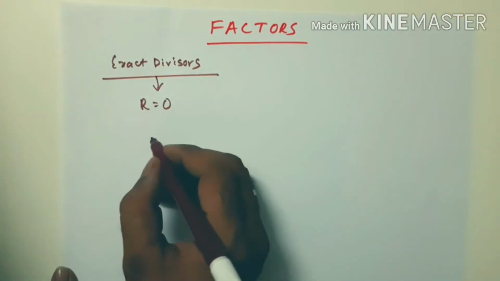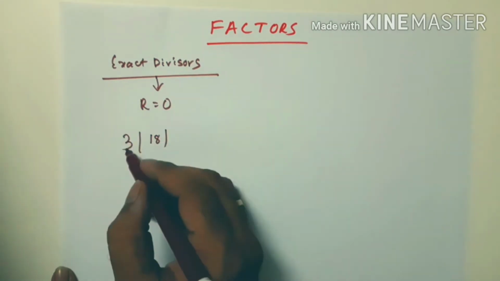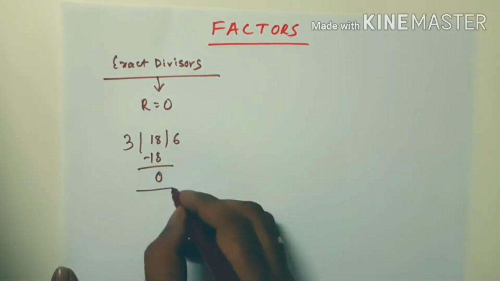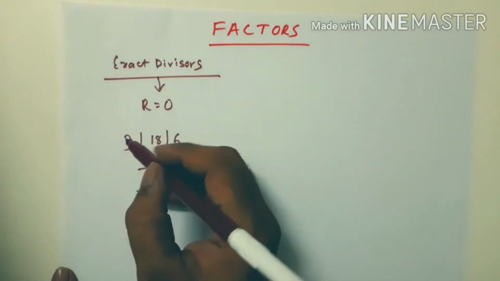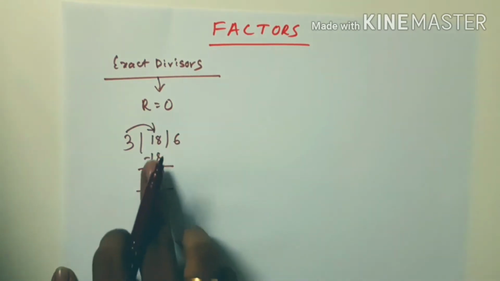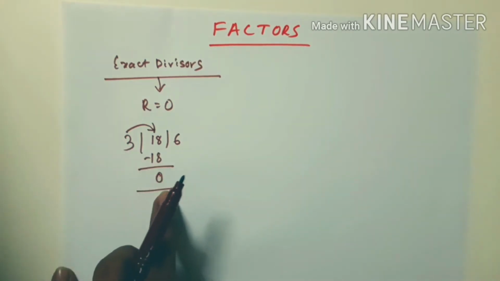For example, suppose we divide 18 by 3. Now we will get 3 sixes are 18, so we will get the remainder 0. That means 3 is the exact divisor of 18. That means 18 is divisible by 3 exactly. Exactly means the remainder is 0.